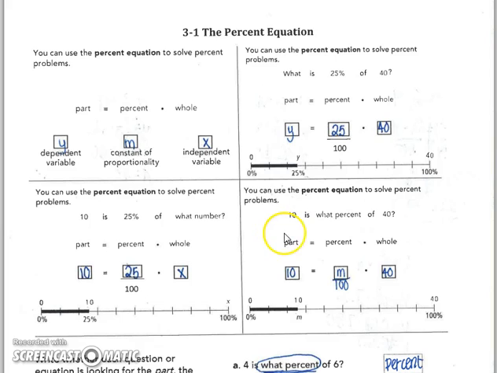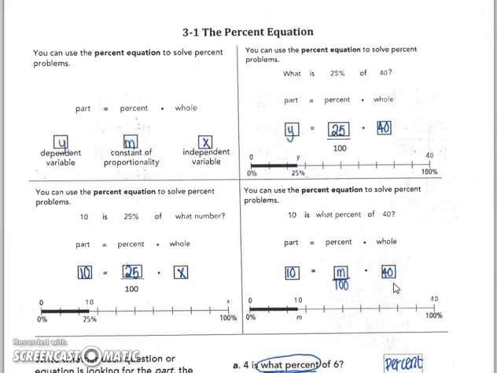Now in the last example, we see 10 is what percent of 40? So we see what percent, which tells me that I'm trying to find my percent here. So 10 is the part, it's the part here. 40 is our whole amount, that's the entire amount that we're taking a percent of. So we set up our equation, part equals percent times whole, as 10 equals m over 100, because remember percent means out of 100, so we have to put our variable out of 100, times 40.